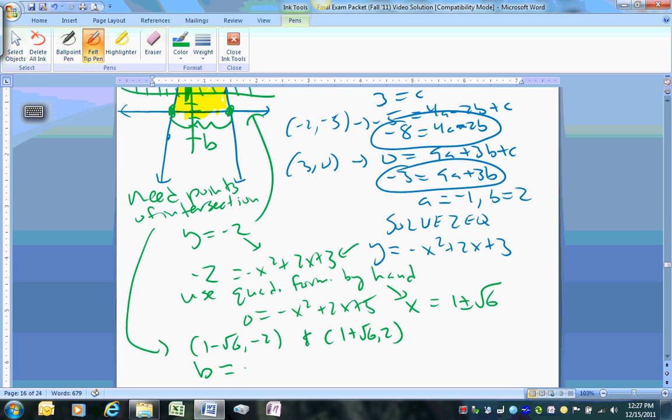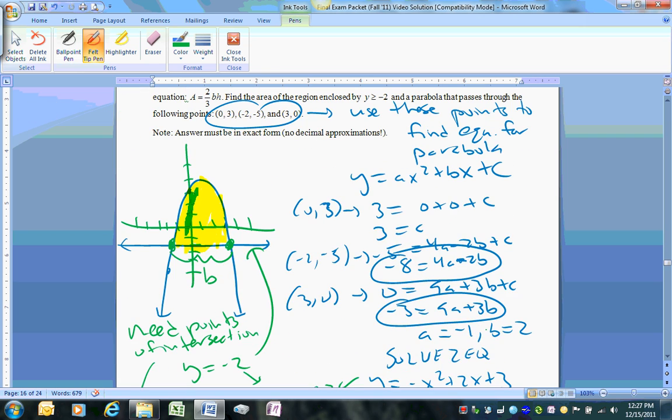So my base is just going to be the difference in those x values. That's how we find the distance between 2 points. If they're on a horizontal line and the y values are the same, just simply subtract the x values, so we get 2√6 for the base.